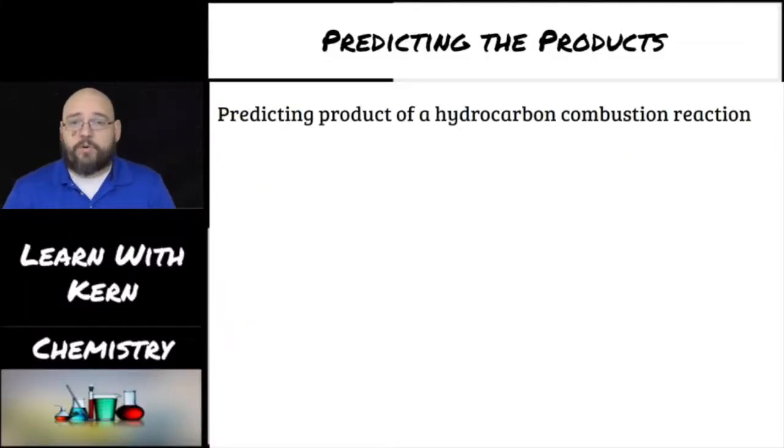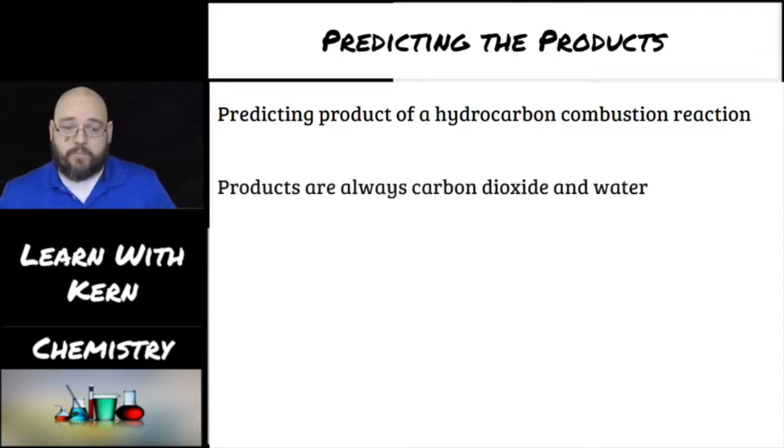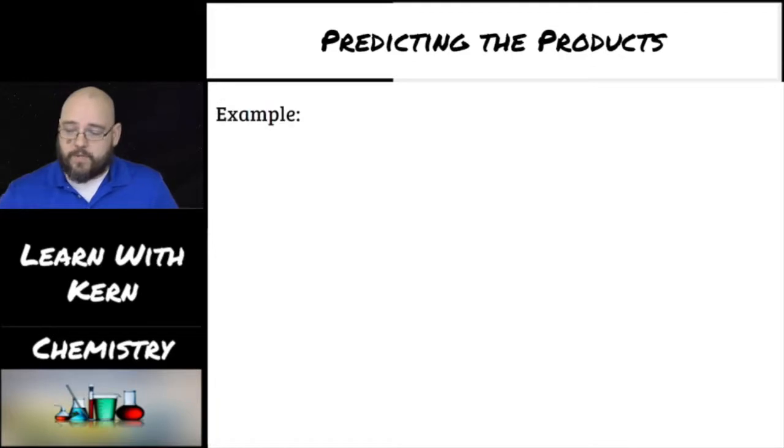Now we're predicting the products of a hydrocarbon combustion reaction. You should never get these wrong ever because they're always going to be the same. Products are always carbon dioxide and water. Once you have identified it as a combustion reaction, the products are carbon dioxide and water, always. CO2 plus H2O, always. All right?